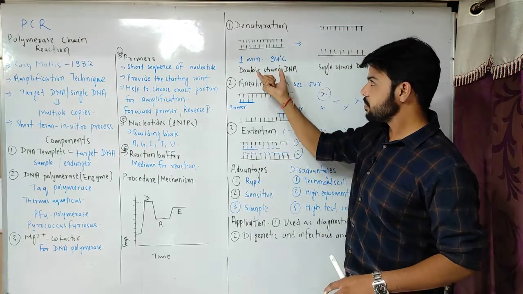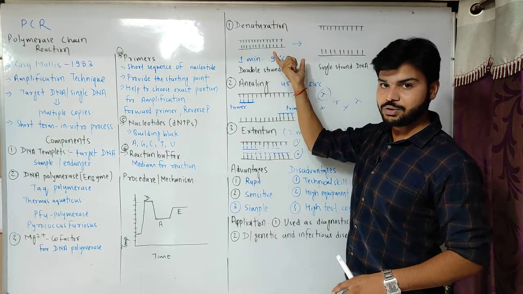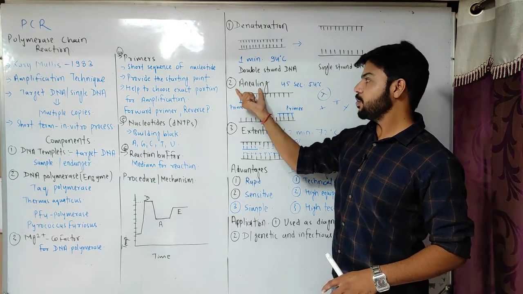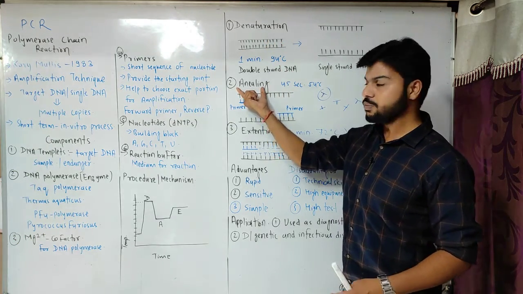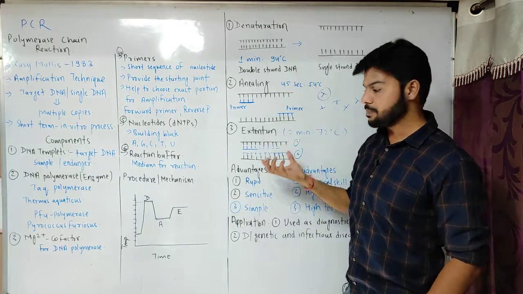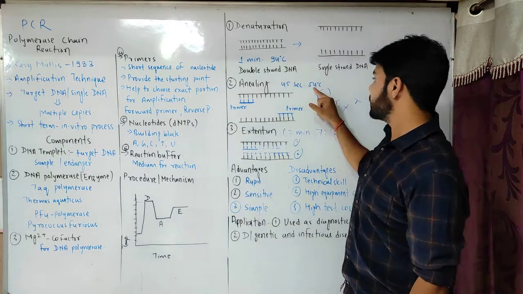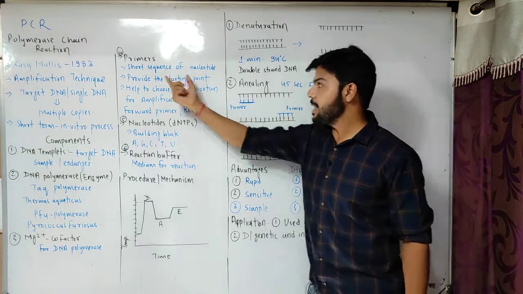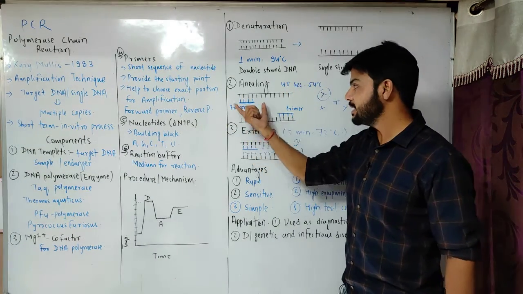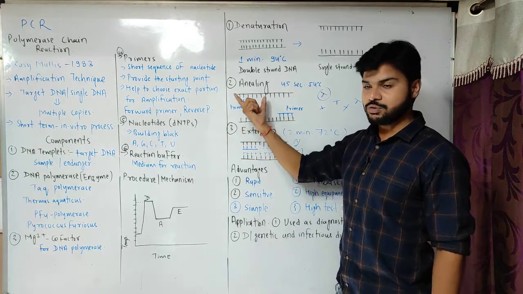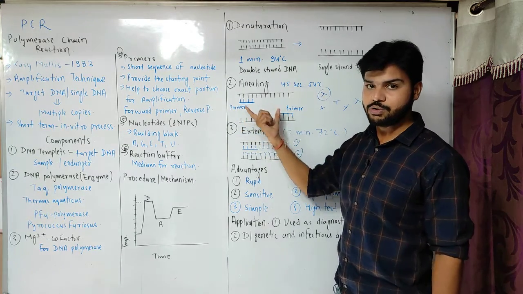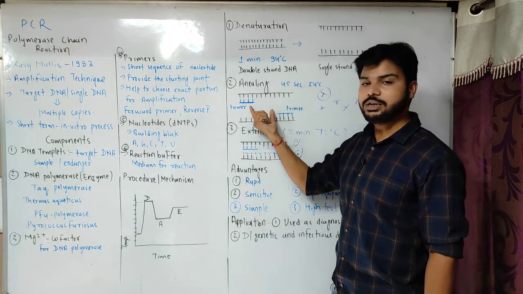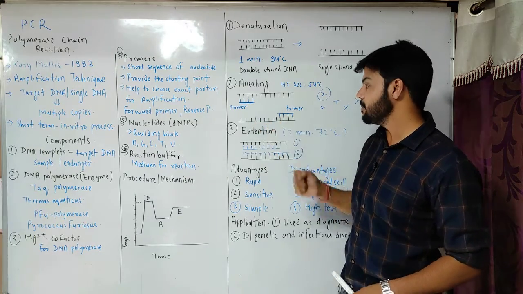And then after the separation of DNA, there is another process that we call annealing. In annealing, what happens? We lower the temperature to about 54 degrees Celsius for 45 seconds. So the 2 primers get attached to the DNA template. This we also call primer hybridization. They attach to the 3'OH end of the DNA template.